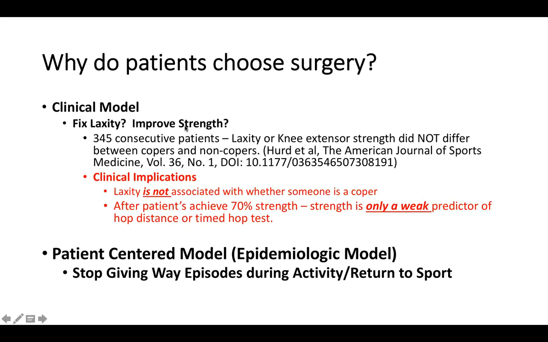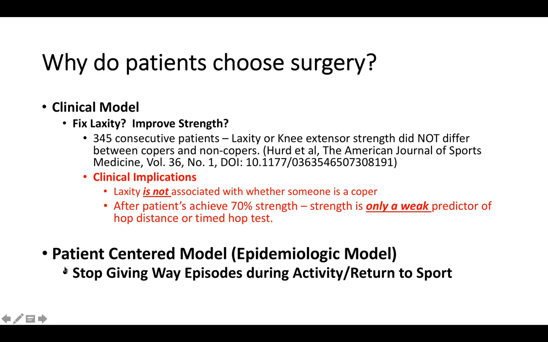So why do patients choose surgery? It's clearly not to fix laxity or improve strength. 345 consecutive patients had really no difference in laxity overall when comparing copers to non-copers. And knee extensor strength was slightly different, but the association wasn't very strong. And when they correlated these same readings to things like ability to hop or self-report, the correlations were weak.